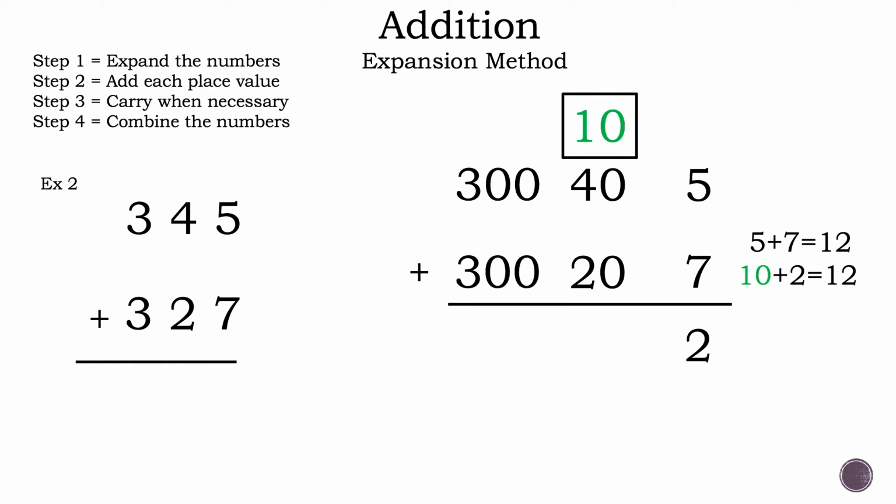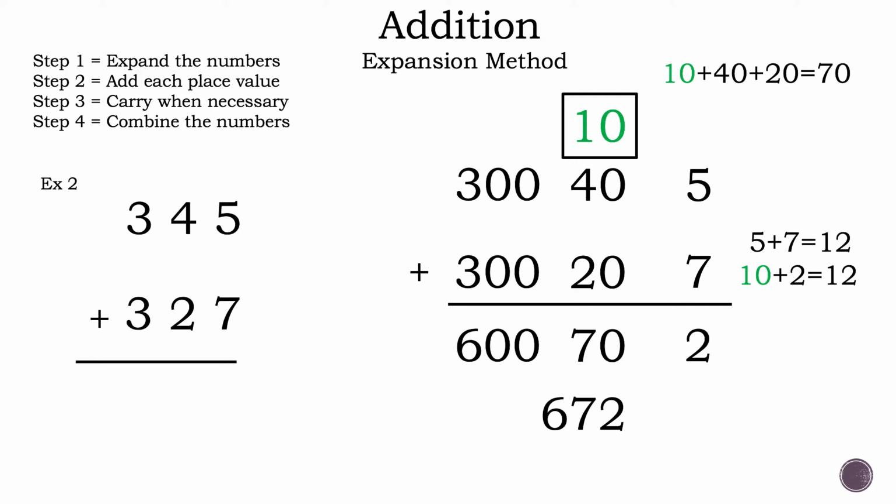So we're going to go ahead and carry the 10 and move it over the 40 and bring down the 2. And now we're going to go ahead and add the 10, the 40, the 20, which gives us 70. Bring down the 70, nothing to carry. And then you add 300 and 300 to give us 600. You combine the numbers, you move it over, and your final answer is 672.